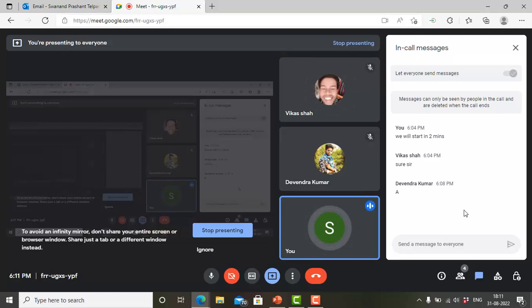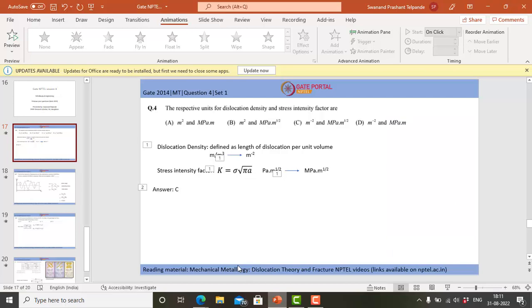I will project it for, let's say, 2-3 minutes. You try to answer the question. And I have also given the reading material. If you don't know these concepts or you have not studied fracture or dislocation theory, then you need to refer to this reading material to get to know every concept behind this. So now I will project question number 2 for this session.